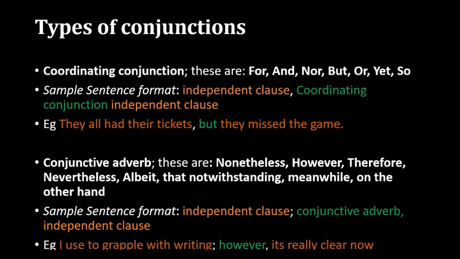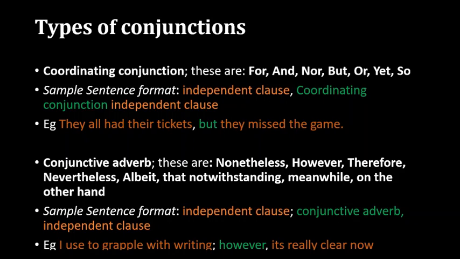Now, let's look at the types of conjunctions for a compound sentence. We have the coordinating conjunctions: for, and, nor, but, or, yet, and so. I think there are seven of them. These seven coordinating conjunctions can be used to form a compound sentence.